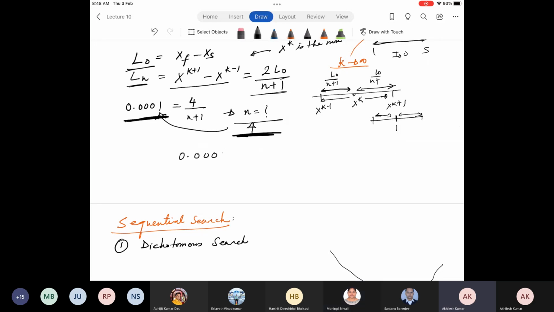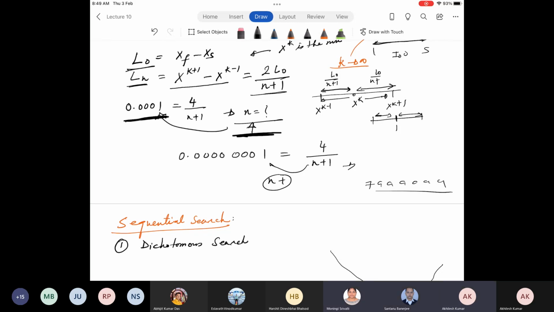Suppose I understood, say 0.00001. This is my criteria. The initial length of the interval of uncertainty was divided by n plus 1. So you can get n plus 1. From here you can bring this one to this side. So 7,999, these many points you need to evaluate. Does that make sense? Yes, sir.